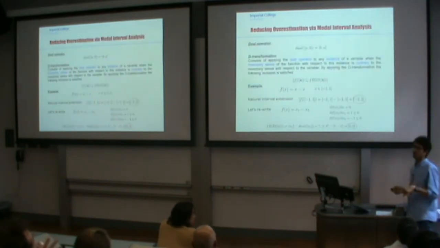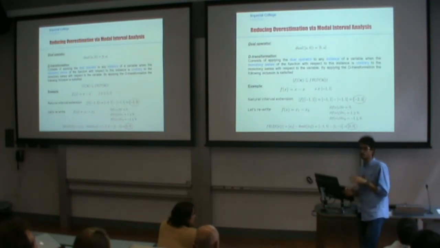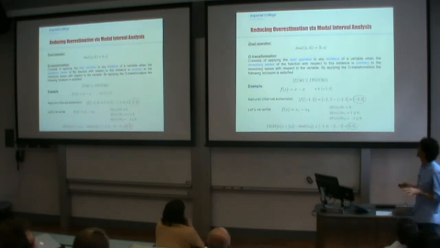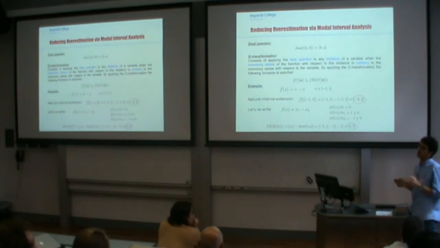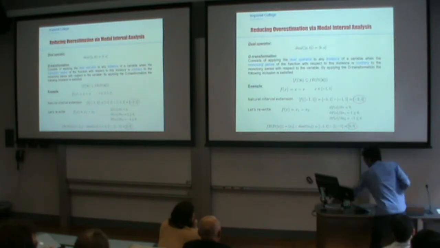But in the parameter identification problem, we are not using this property of modal interval analysis. We use another property, which is how to reduce the problem of overestimation we have in interval computation. That's just one of the results of the theory. And well, we can define something particular of the modal interval analysis.